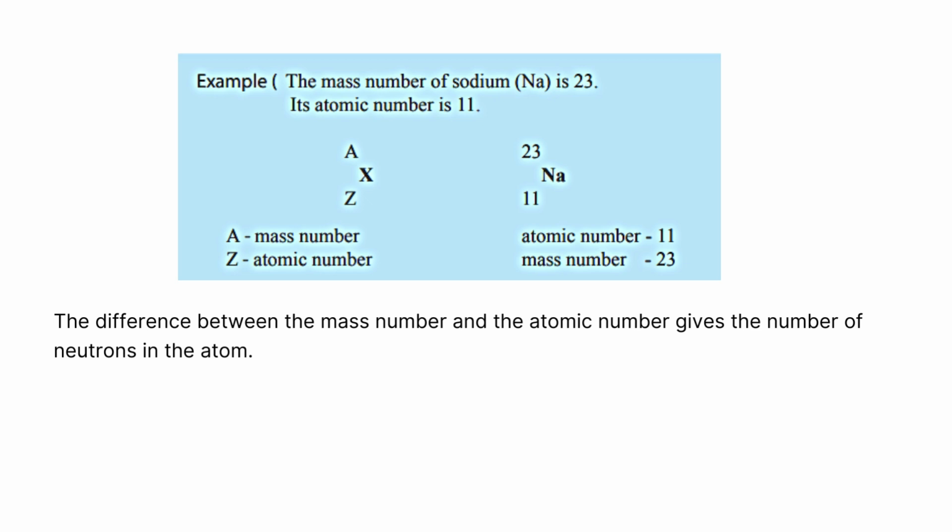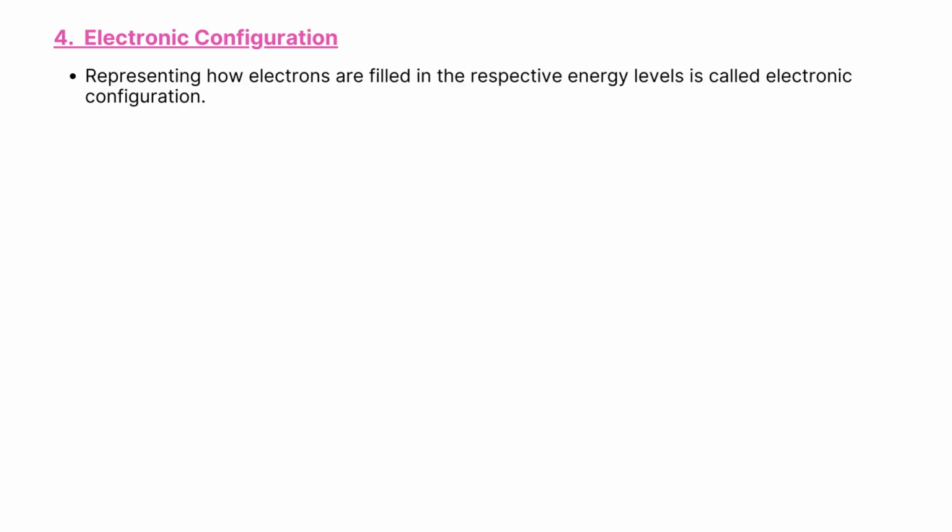Now we will see how we can arrange these electrons into different energy levels. The arrangement of electrons into energy levels of an atom is known as the electronic configuration. So representing how electrons are filled in the respective energy levels is called electronic configuration. When we arrange electrons into atoms, they fill up the shells with less energy first and then they go into the higher energy shells. That is where we have the electronic configuration and the arrangement of electrons.